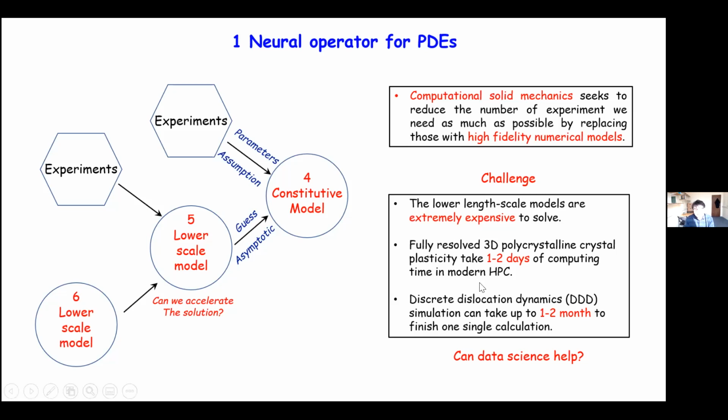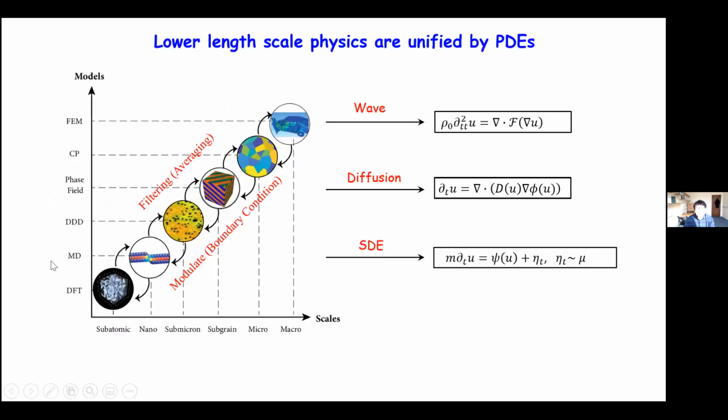And if you go one scale lower, if you want to solve discrete dislocation dynamics, it can take up to 1 to 2 months to finish even one single calculation for a single grain. So you require enormous time to solve these fully resolved PDEs. And the question we ask is, can data science help? The answer is yes. But before I answer that, I would like to step back and reflect.